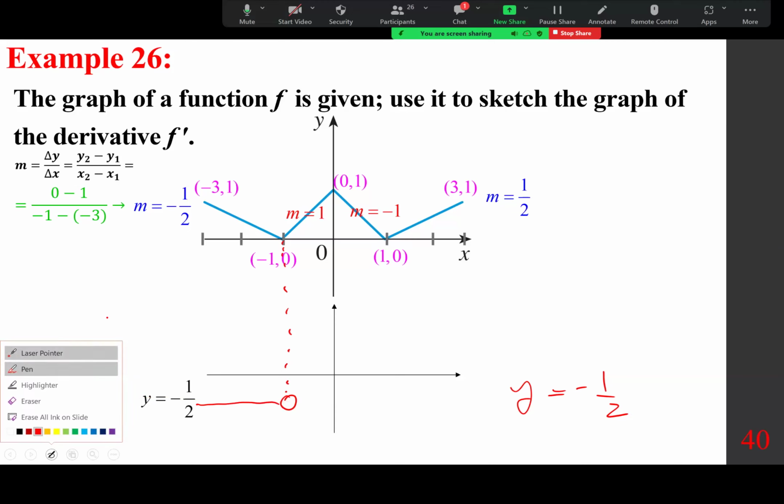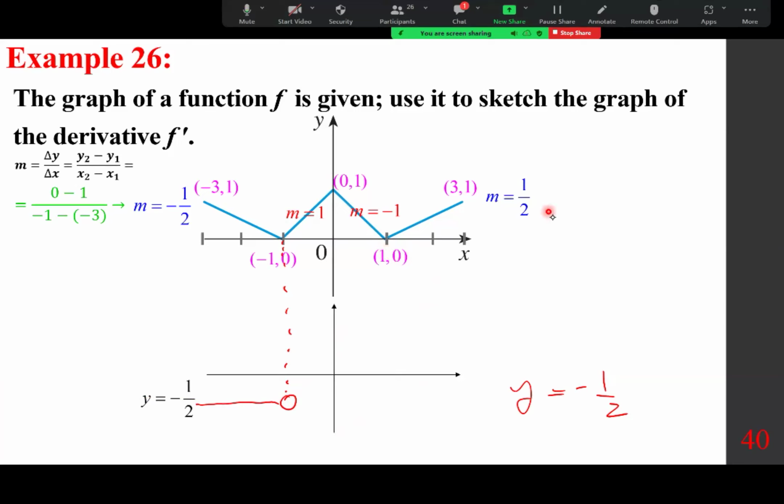And we do the same thing for m equals 1. This is m equals 1. We just have it from here to here. M equals -1 from here to here, and m equals 1/2. So let me clean up the mess. So this one for y equals -1/2. Why do we stop here? Because we stop here. Why is there a hole? Because it's a sharp corner.